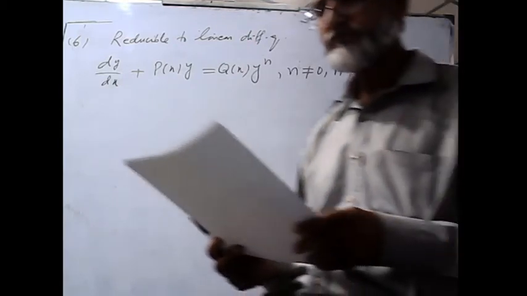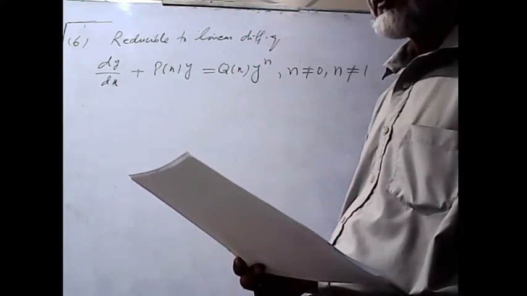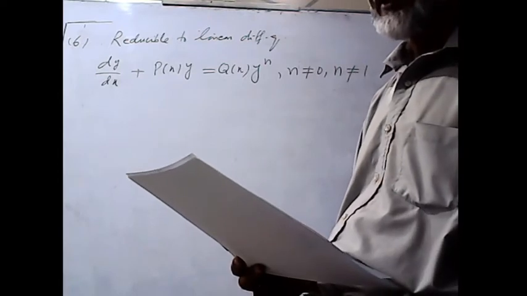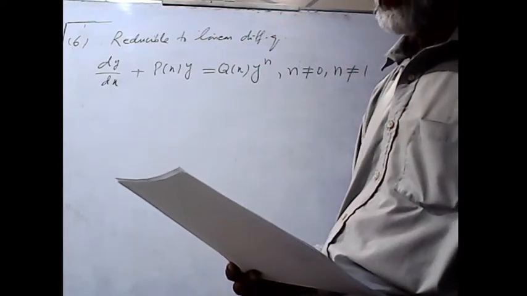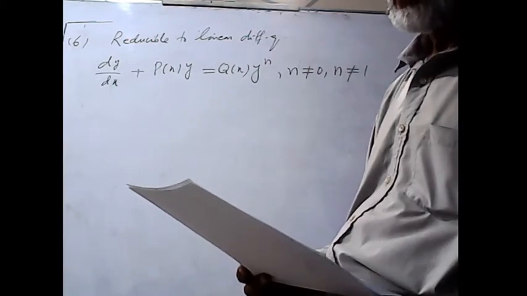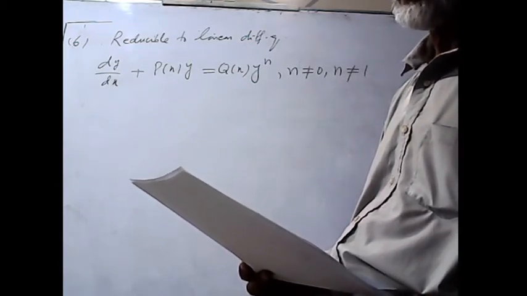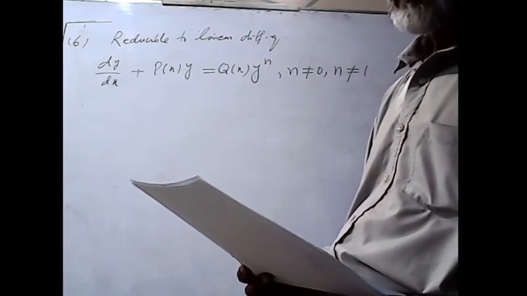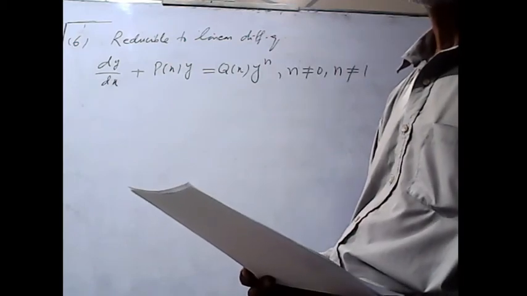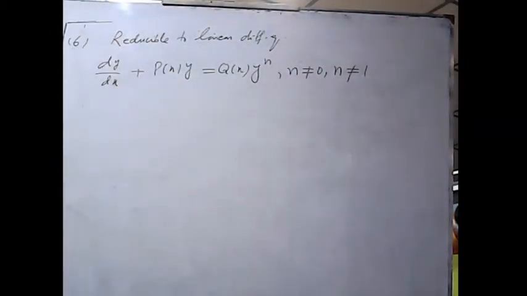Now in this situation, how to transform this non-linear form into linear? We consider a problem. First we write the general form, and then the technique to transform the non-linear form into linear, and after transforming the equation into linear, we solve by applying the technique of solution for linear differential equations. After substituting, the remaining equation is the same as the previous lecture topic, linear differential equation.